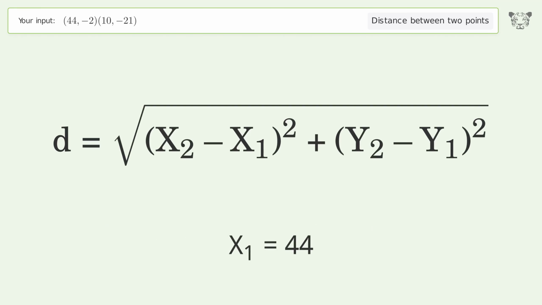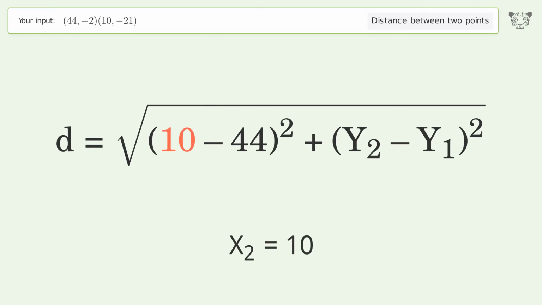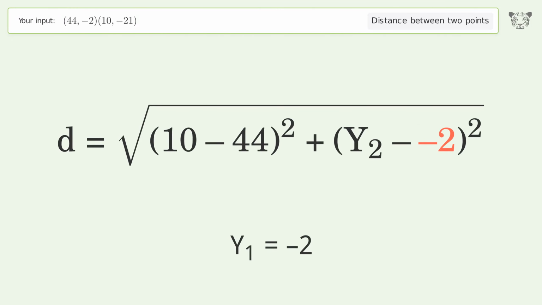x1 equals 44. x2 equals 10. y1 equals -2. y2 equals -21.